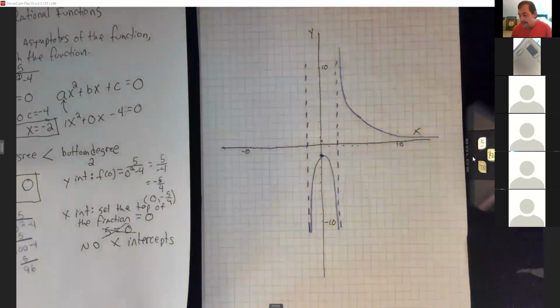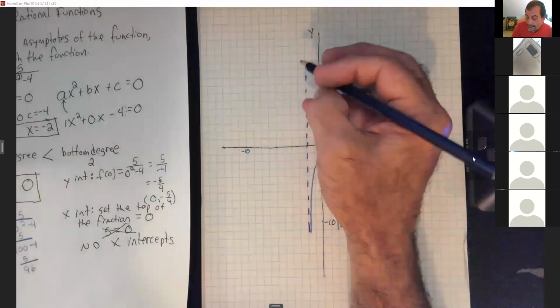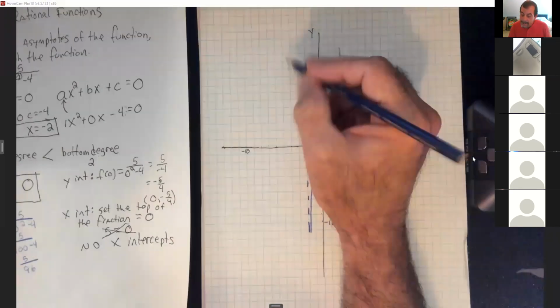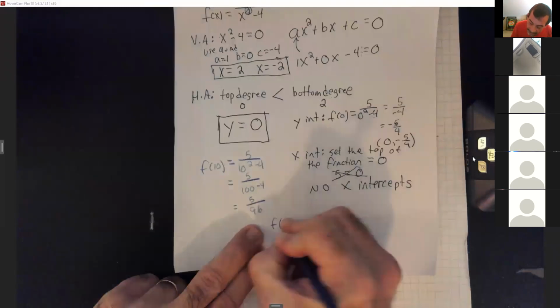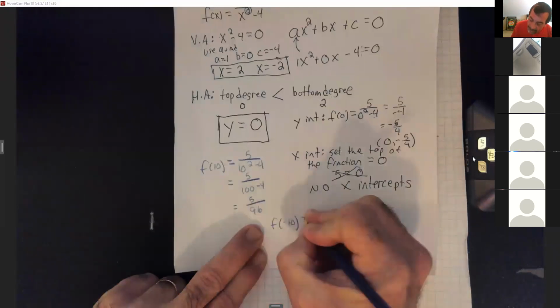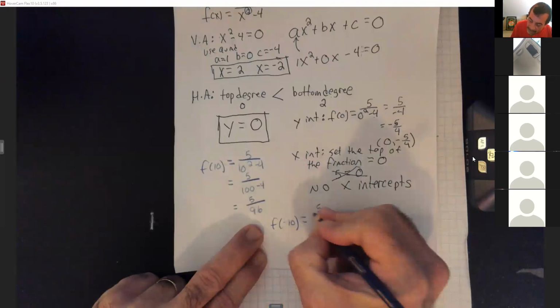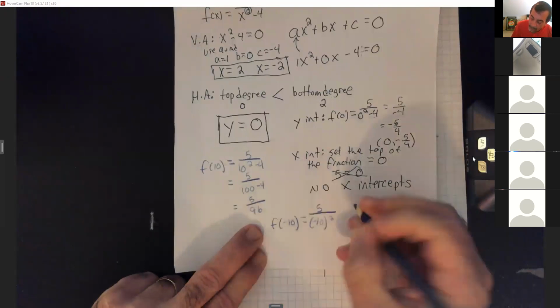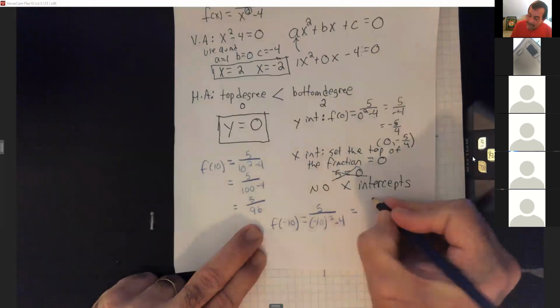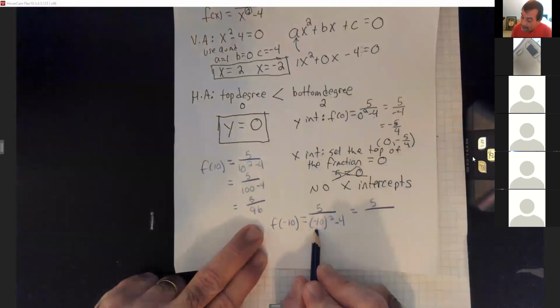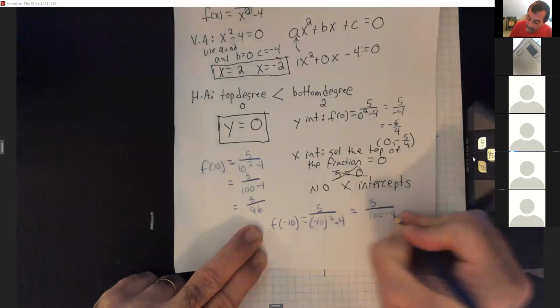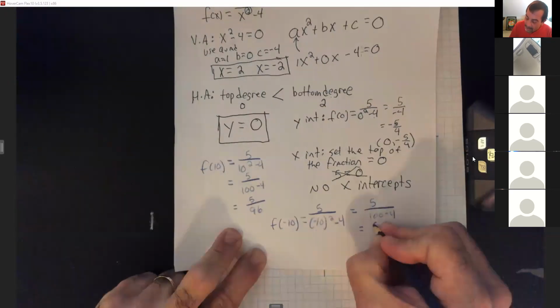All right, y'all, so now if you wanted to do the same thing on this side to check and see if it's going to be positive or negative, you can find what f of -10 is. So let me come in and find f of -10. That'll be 5 over -10 squared minus 4. So you get a 5 on top. Now remember, anytime you square a negative, it's going to become a positive. So this is 100 minus 4 again, which once again will give me a 5 over 96.